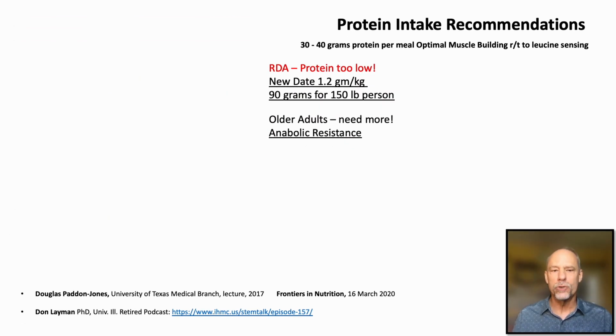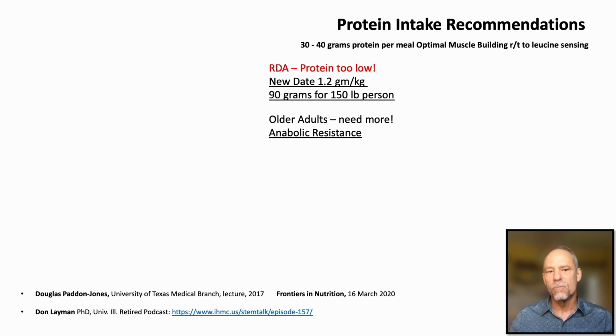Let's talk about protein intake. So 30 to 40 grams per meal is probably the optimal amount of protein to ingest if you want to build muscle and bone. It's related to the amino acid leucine. With that amount of protein, you get about 3 grams of leucine, and leucine turns on mTOR, which is a process that helps support muscle building and anabolism.